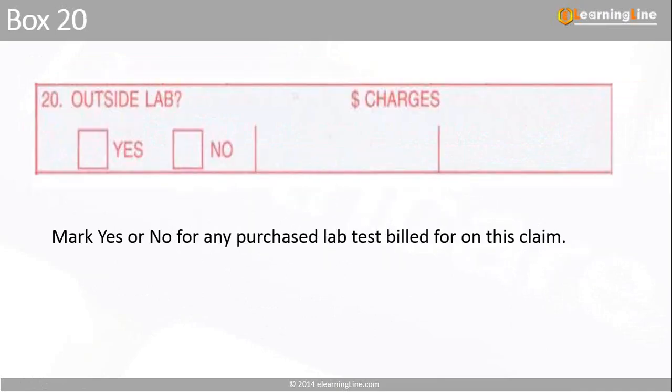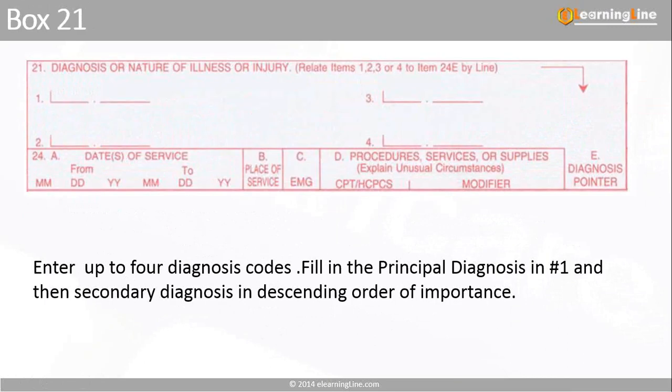Outside lab. If there is any involvement with the outside lab, you mark it as yes or no. Now it says mark yes or no for any purchased lab test billed for on this claim. So if there is any claim related to the lab, on this claim, you bill it.